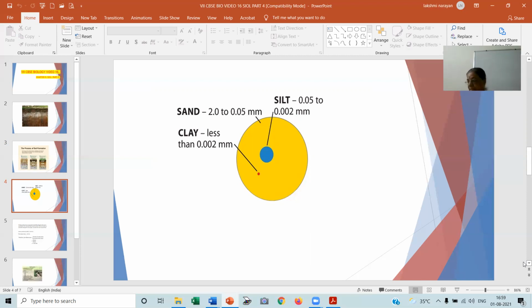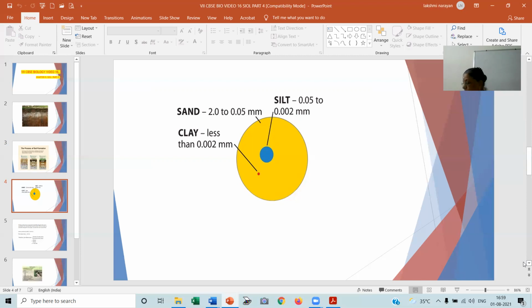Now this loamy soil contains sand, clay, and another type of soil particle called silt. I repeat, loamy soil contains sand, clay, and another type of soil particle called silt. Silt particles are smaller than sand grains, but larger than clay particles.